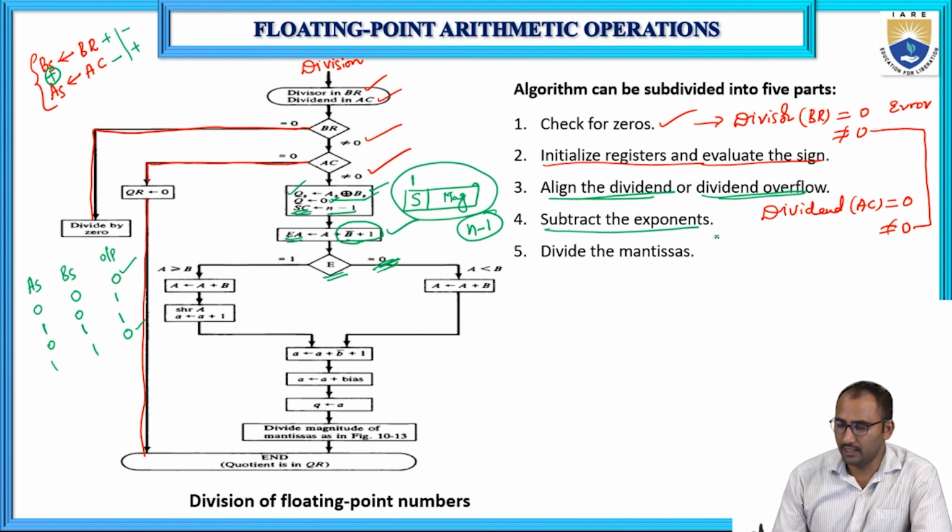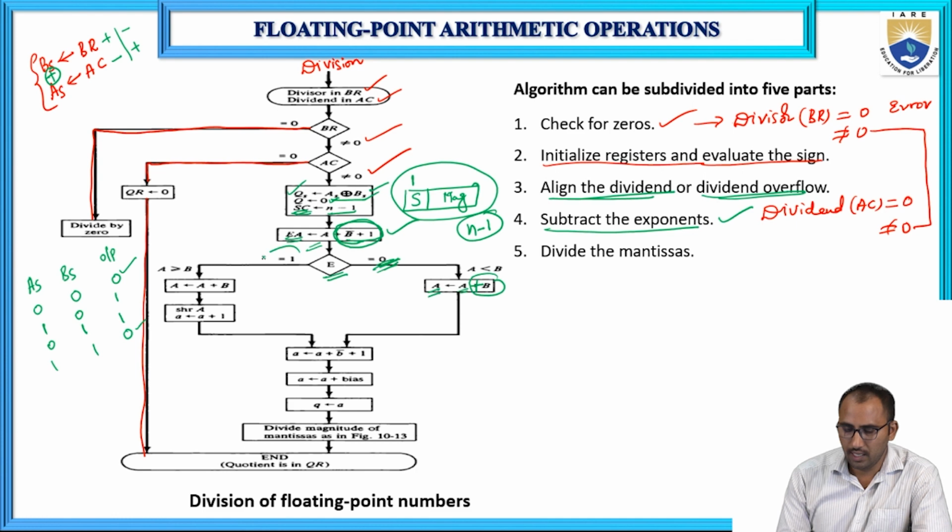Now subtract the exponents. In order to subtract the exponents, we have to restore the value of A. How can we restore? Previously we subtracted the B value from A. Now we have to restore the value of A, so previously we subtracted, now we have to add. That's why the contents of the B register are added with A, and the result will be stored in the accumulator A.